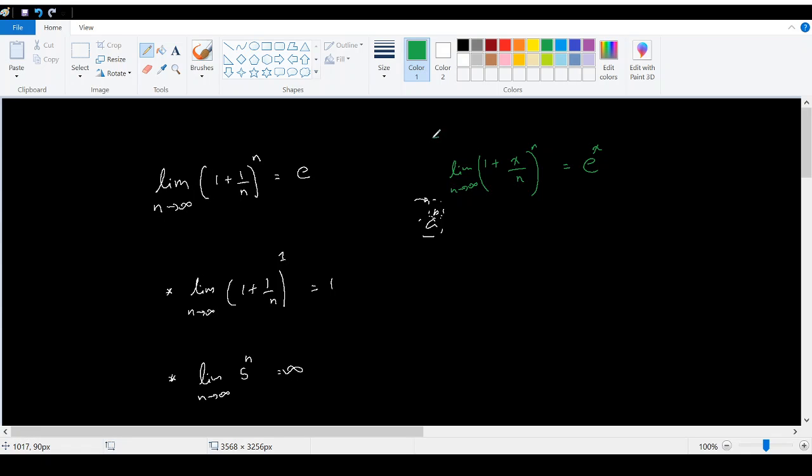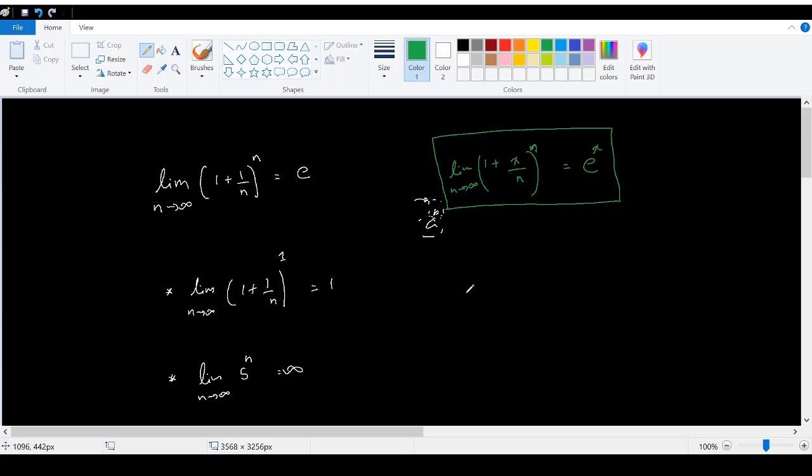So this is a very important result, as we take this as a sequence, right? So the limit of this sequence is equal to e to the power x. Now here you have n, right? So you have to remember this limit result, right?